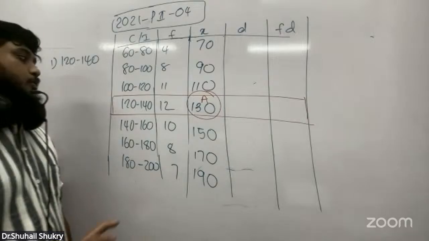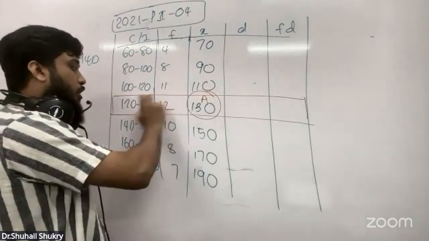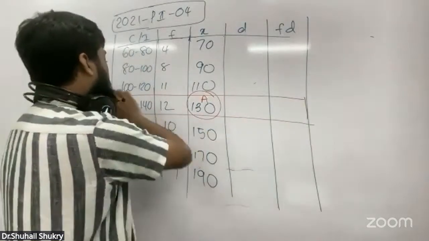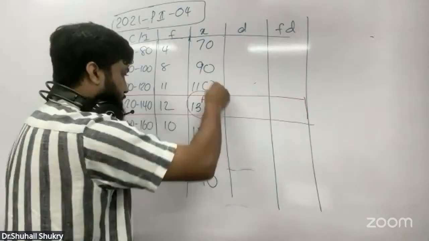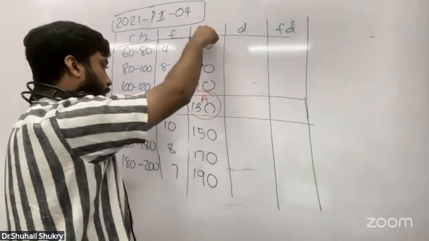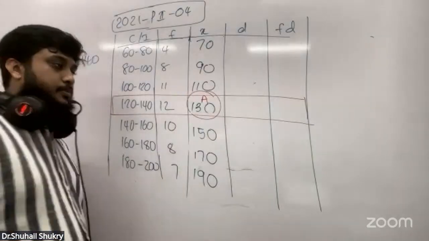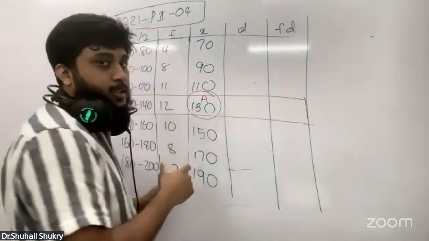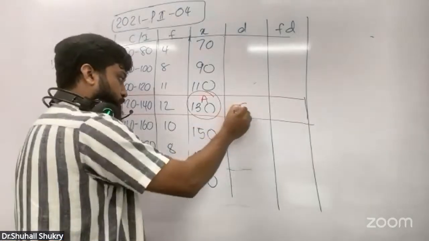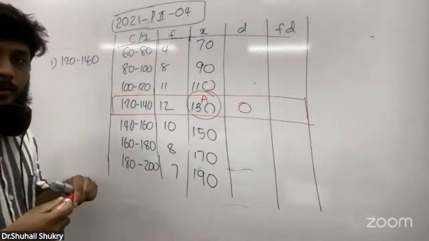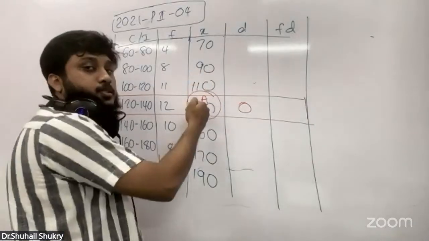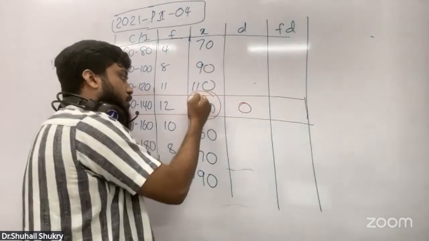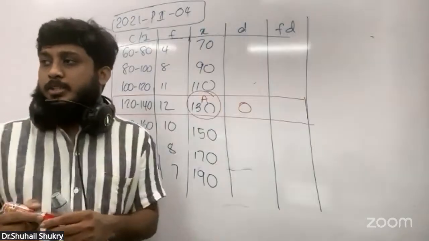There are three things to do actually. After filling the third column, you have to do three things. One is you have to put a box and put a circle on the mid value, x, and we have put A here. Then how to find D? Whatever the box you have selected, the D value of it is 0. And from that, you have to check the difference from here to here. 130 to 110, what is the difference? Minus 10.